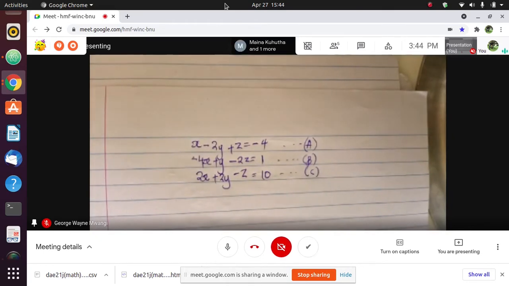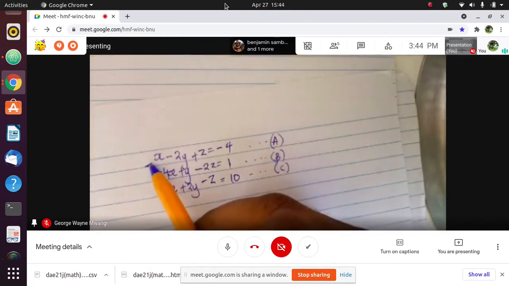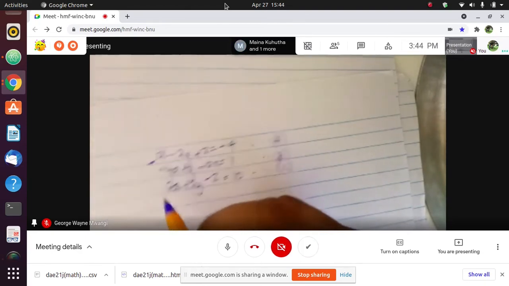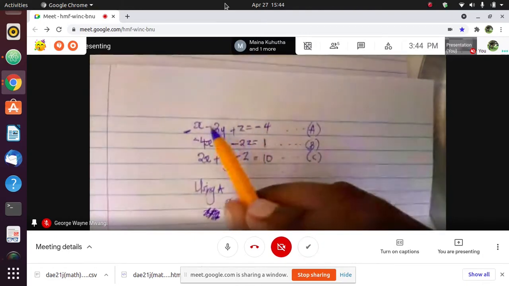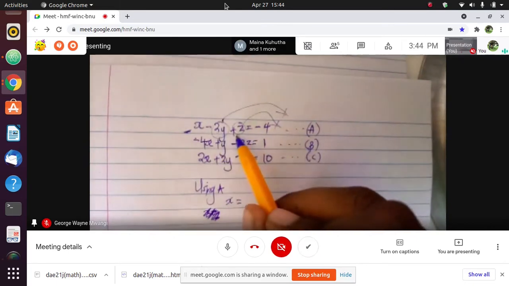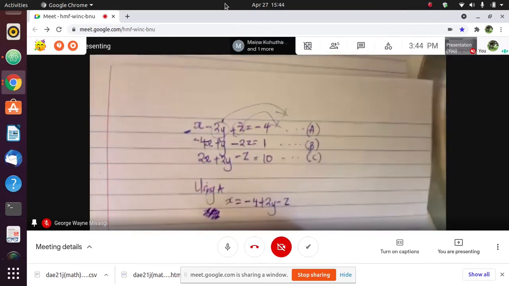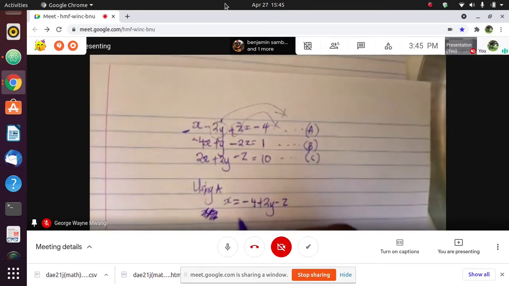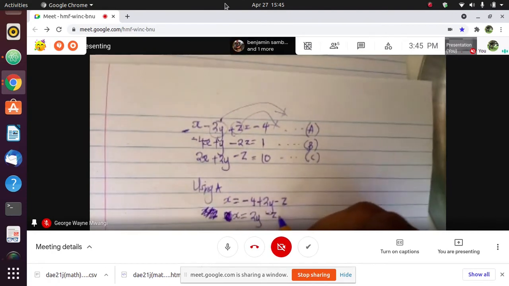Now, let us use equation A, and we will make the variable that has a coefficient of 1 the subject. Using A, x will be equal to, when we make x the subject, we will take these other values to the other side of the equal sign, and they will become positive and this will become negative. So x is equals to negative 4 plus 2y minus z. Okay? Yes. x is equals to negative 4 plus 2y minus z. Let me rewrite it so that the constant goes at the end. So therefore x is equals to 2y minus z minus 4.